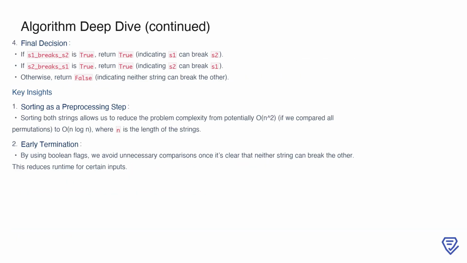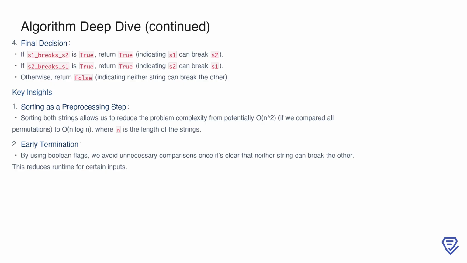After completing the comparisons, we make a final decision based on the Boolean flags. If S1_breaks_S2 remains true, it means every character in S1 was greater than or equal to its counterpart in S2, so we return true. Similarly, if S2_breaks_S1 is true, it means S2 successfully breaks S1, and we also return true. If neither flag is true, it means neither string can break the other, and we return false.